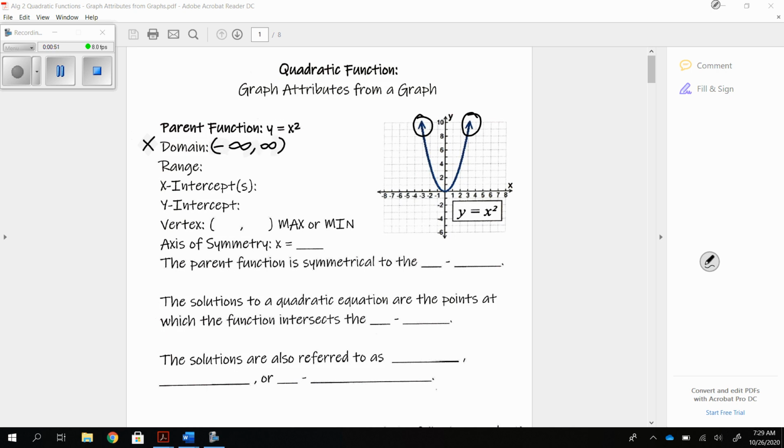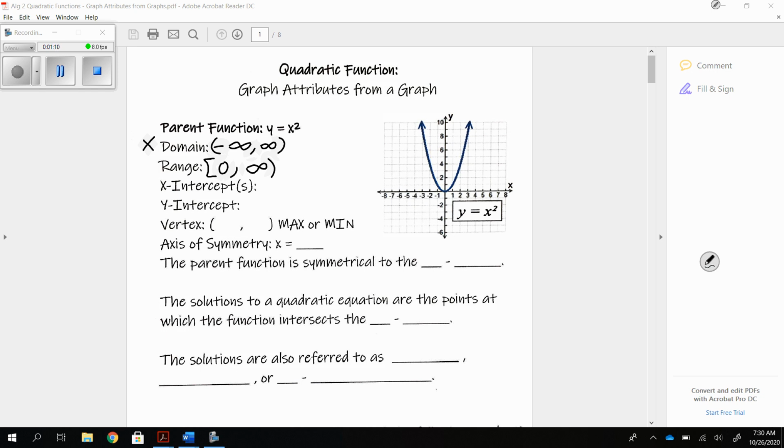The range we know is our y values, so we find the lowest possible point. We see that to be 0. All right, and it's included because it's a solid line, so 0, comma, and we see the arrows go on forever. So 0, comma, infinity. We know when it's infinity, it's a soft bracket.